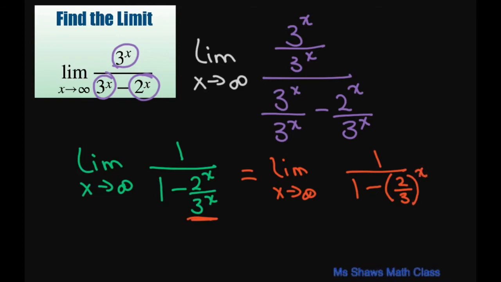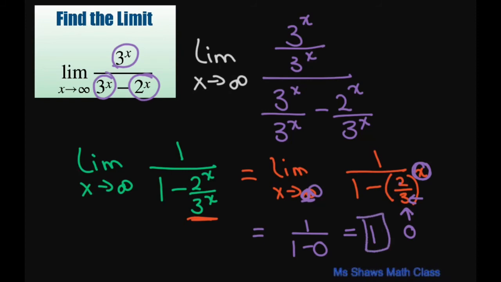Now thinking about this, as this x gets larger and larger, which is what this infinity sign means, my denominator is going to grow faster than my numerator. So that means this is going to get closer and closer to zero. So this is going to go to zero. So basically we're left with 1 divided by 1 minus 0, which equals 1. So that is our limit.